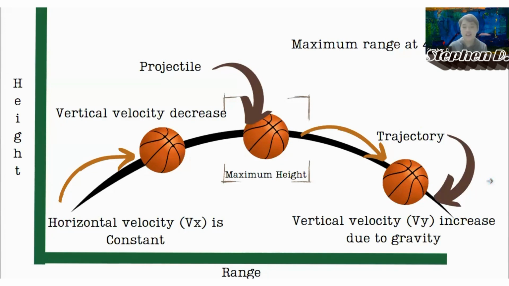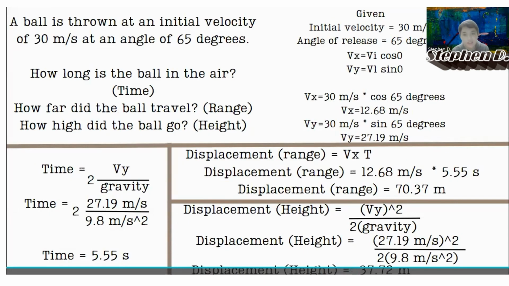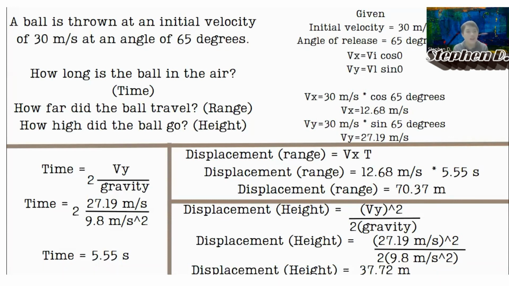Problems in projectiles will be solved by applying the 5 kinematic equations of motion separately to each component. Let's solve one problem about projectile motion. Here's our sample problem. A ball is thrown at an initial velocity of 30 meters per second at an angle of 65 degrees. First question is, how long is the ball in the air? Next is, how far did the ball travel? And how high did the ball go?